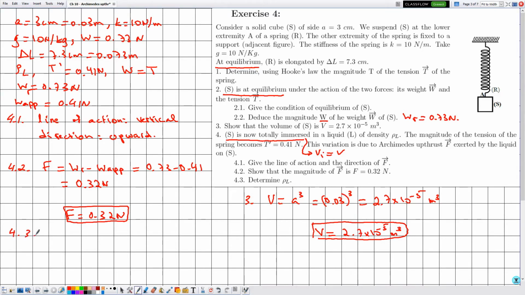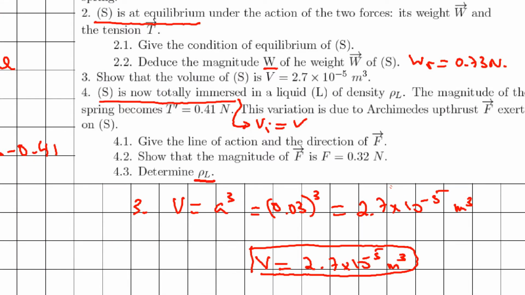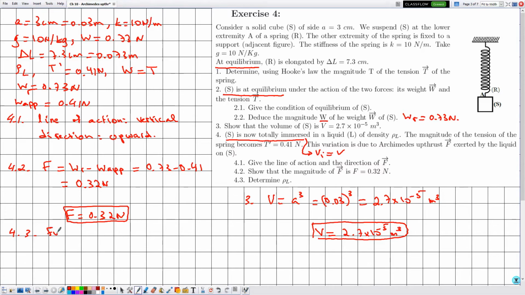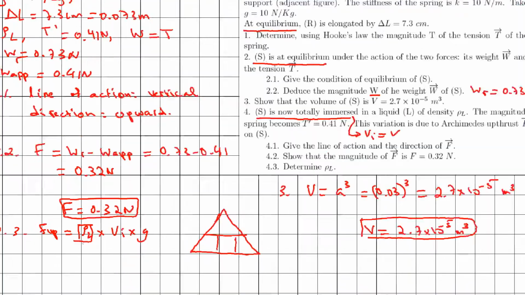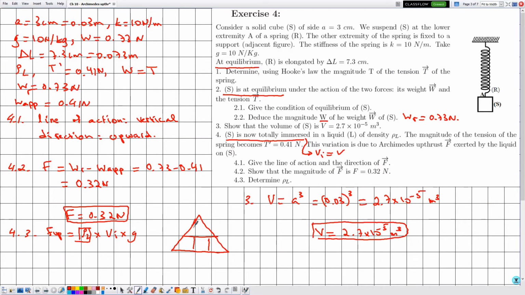Now in 4.3 determine rho L, knowing that rho L and F are related via the following formula. F upthrust is equal to rho L multiplied by volume of the immersed part multiplied by G. We are interested in determining the value of rho L, the density of the liquid. So constructing the triangle of this formula, because we have multiplication, F upthrust will be at the top, and rho L, Vi and G at the bottom. We are interested in determining rho L. F upthrust is denoted by F, and here we have Vi and G.